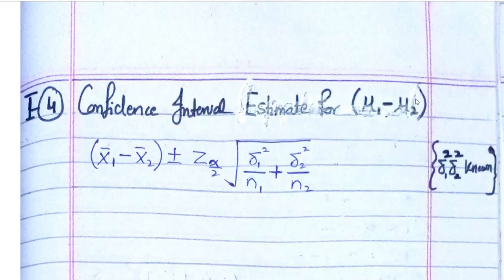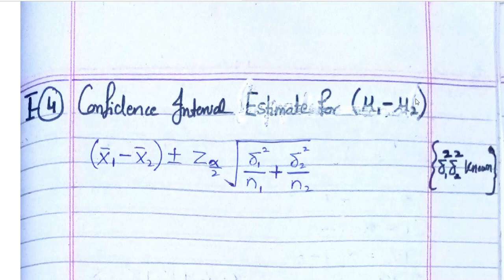Okay, now this is the last topic, about confidence interval estimates for population mean. Before that, we observed only one mean, and we took different conditions: when sigma was known, when sigma was unknown and sample size was large, and when sigma was unknown and sample size is small. Now here, I have the differences between means.